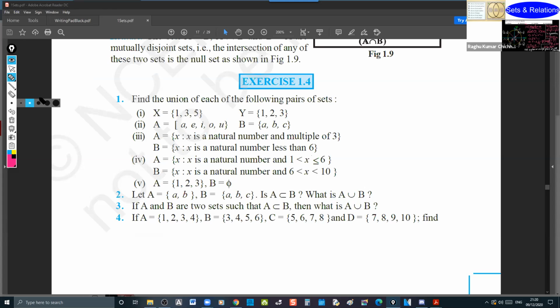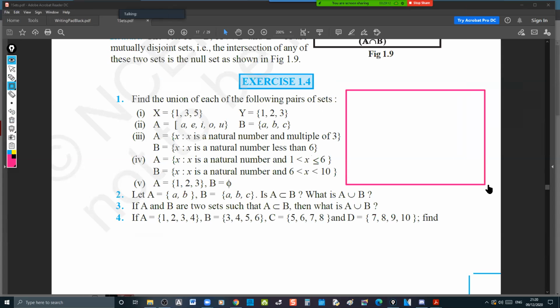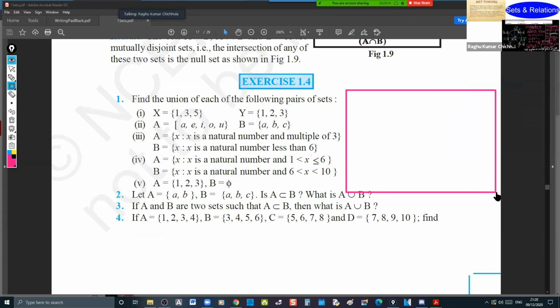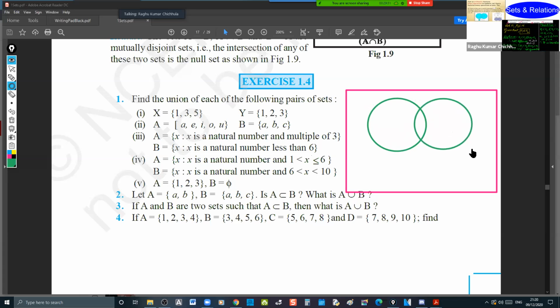No, I think not, sir, because in B and C, 5 and 6 are common. So A intersection B intersection C means you must have the elements common in all the three. So then it's a null set, right? Null set. A intersection B is existing, and B intersection C is existing, and C intersection D is existing. It is like this.